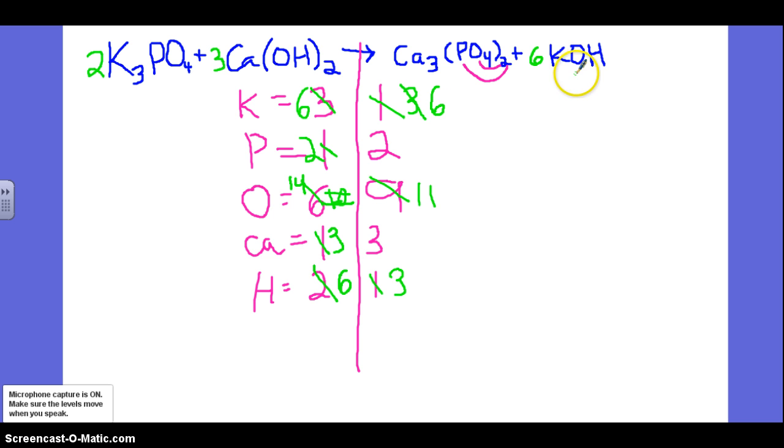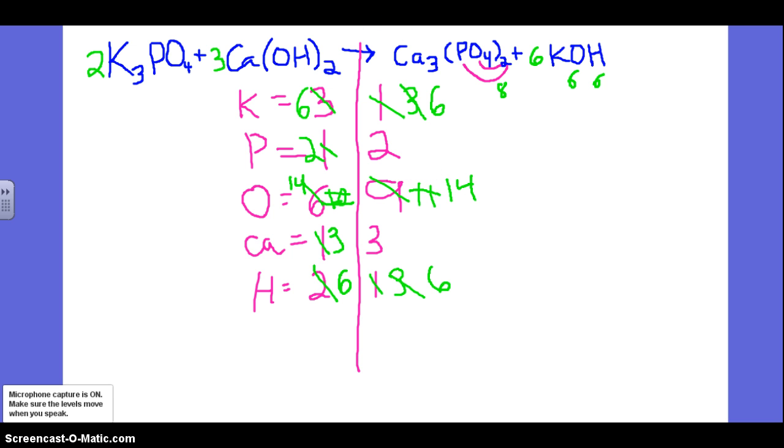Let's do the oxygen now. 6 oxygens over here, plus 8 oxygens over here. Oh wait, look, I have 14 oxygens. All right. The hydrogens, I have 6 hydrogens over here. And it's balanced now. That just took a lot of time and a lot of work, but that's what it takes, just trial and error.